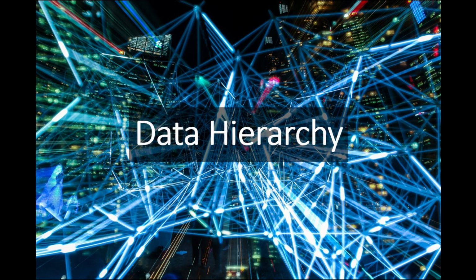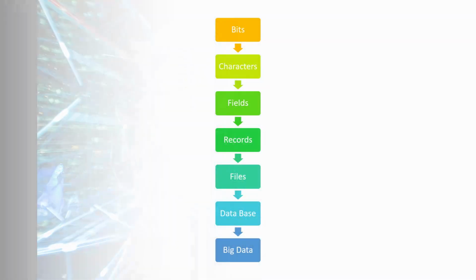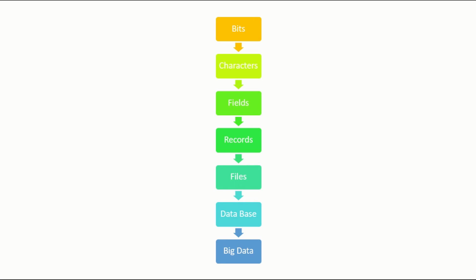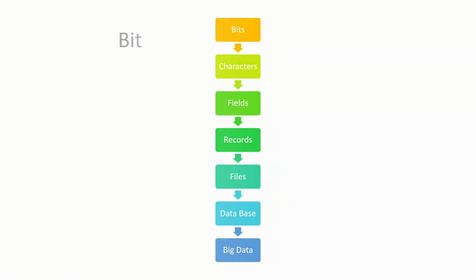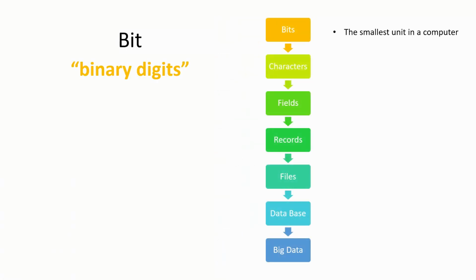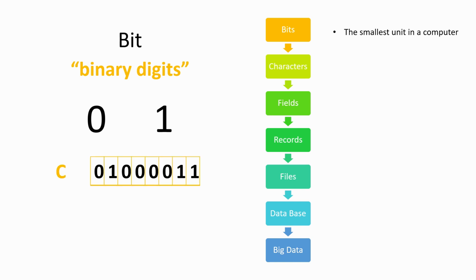Data hierarchy refers to the method in which a computer stores data. It starts out with bits, characters, fields, records, and moves on until it reaches big data. A bit, which is short for binary digit, is represented by zeros and ones. It is the smallest unit in a computer.